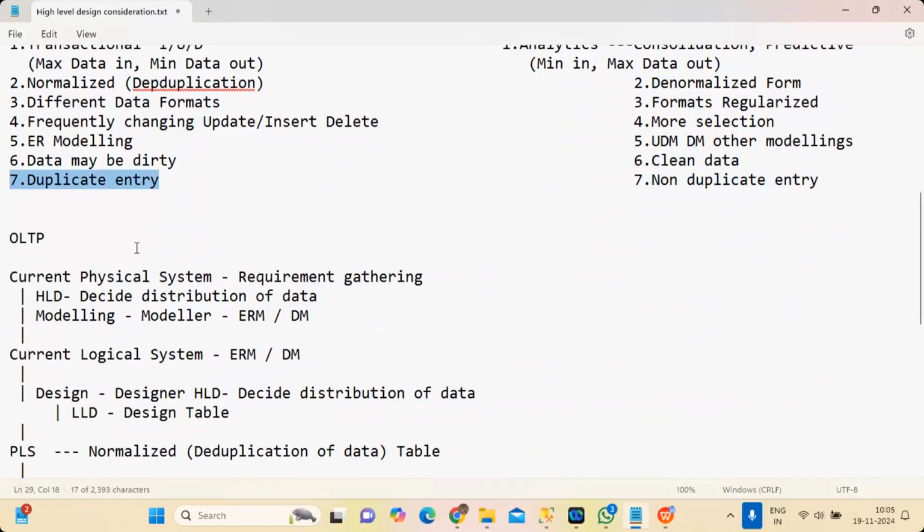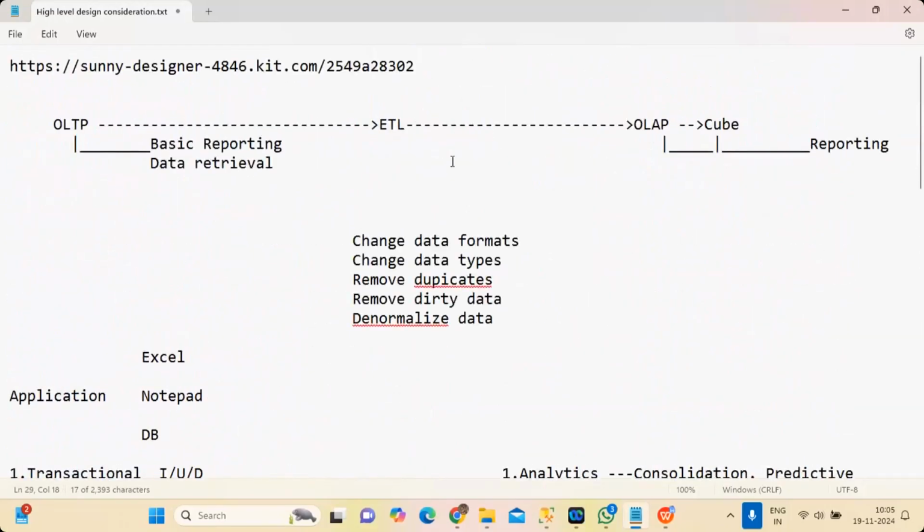This is the system, the two systems which are there. Question now, how do I move data from OLTP system to OLAP system?